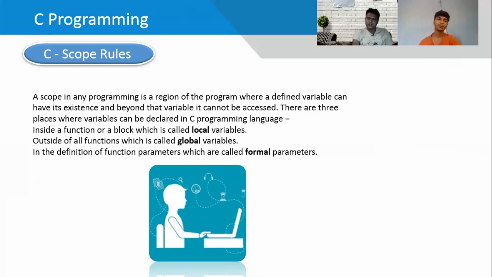Local is defined inside a method. Global is not defined inside a method, whether it is the main method or a user defined one.